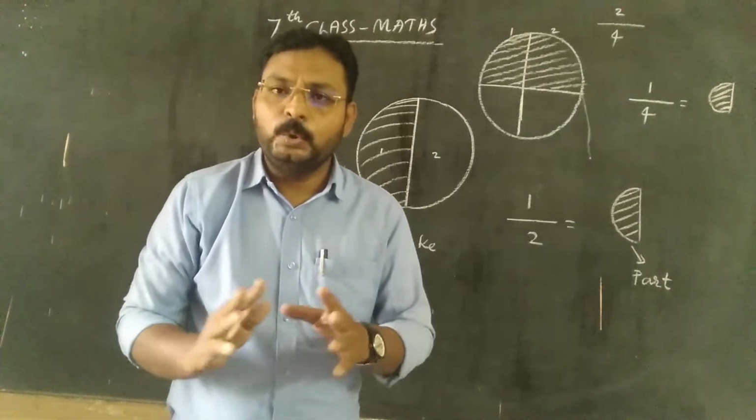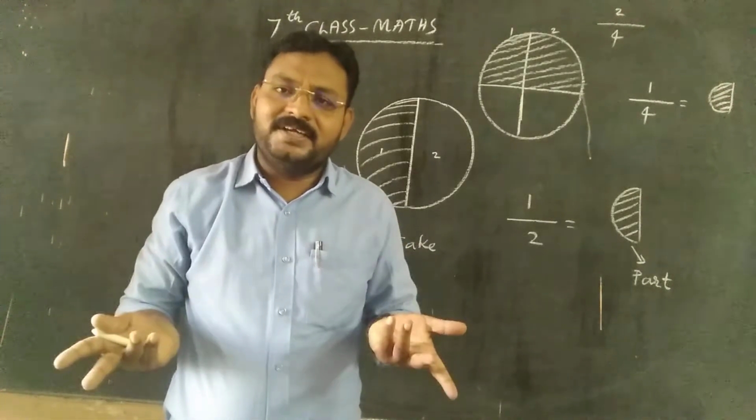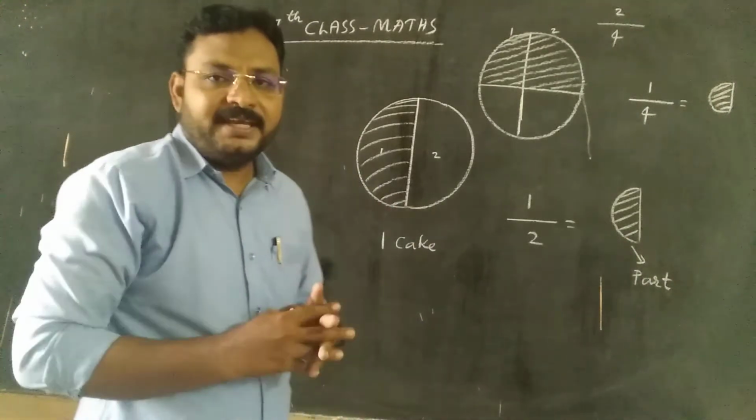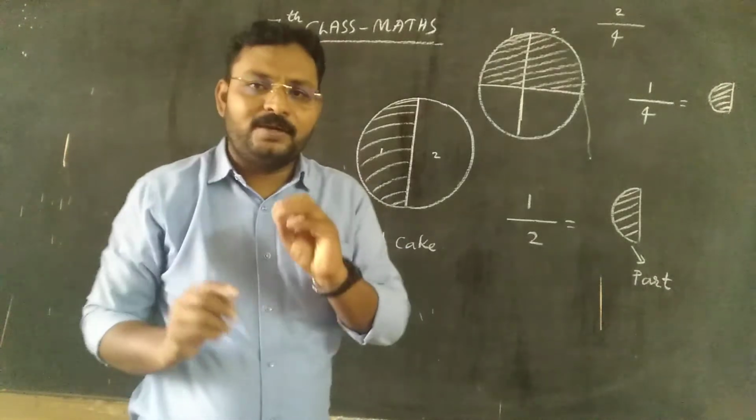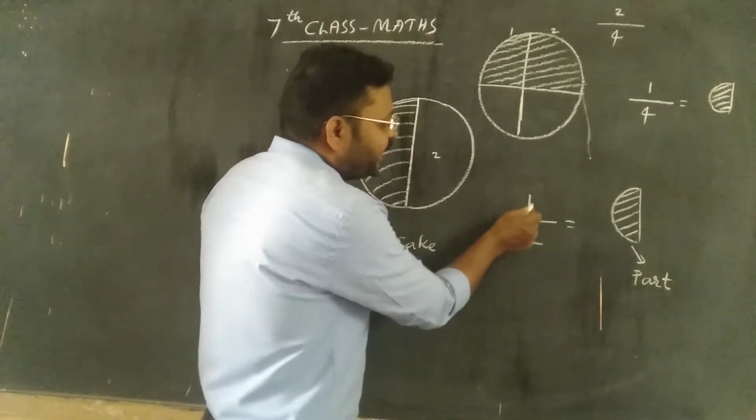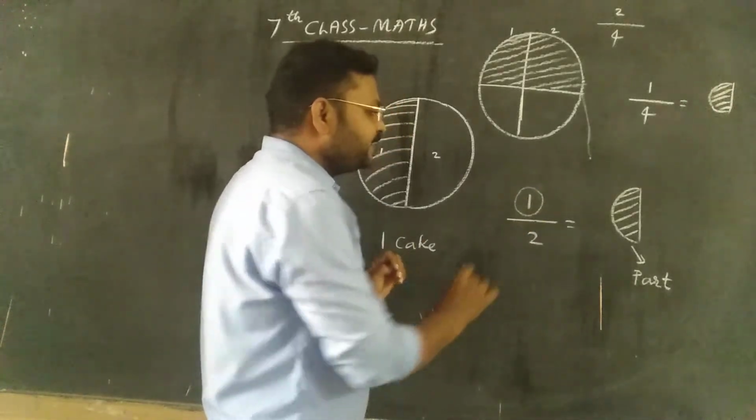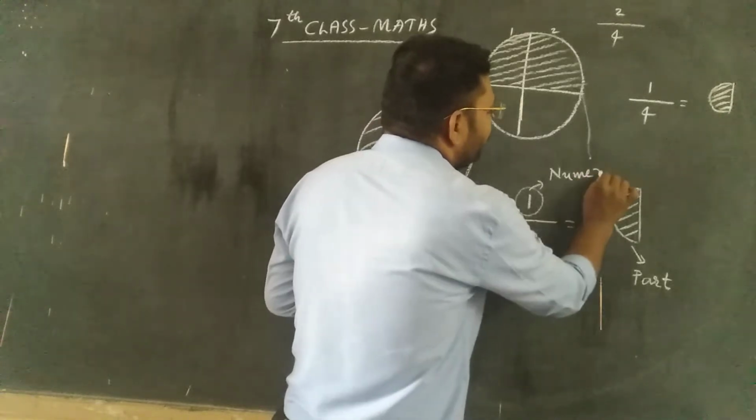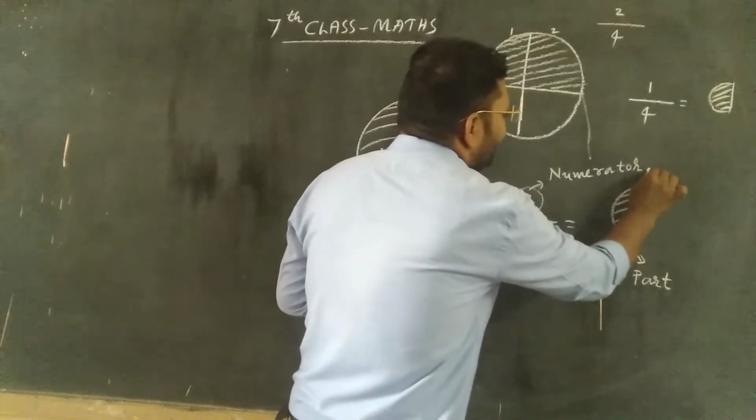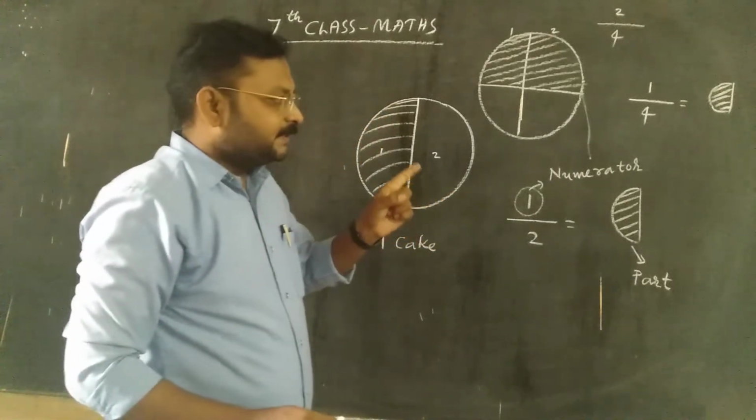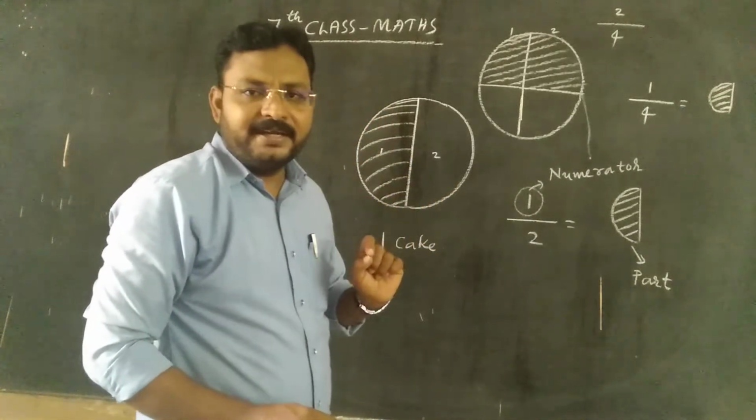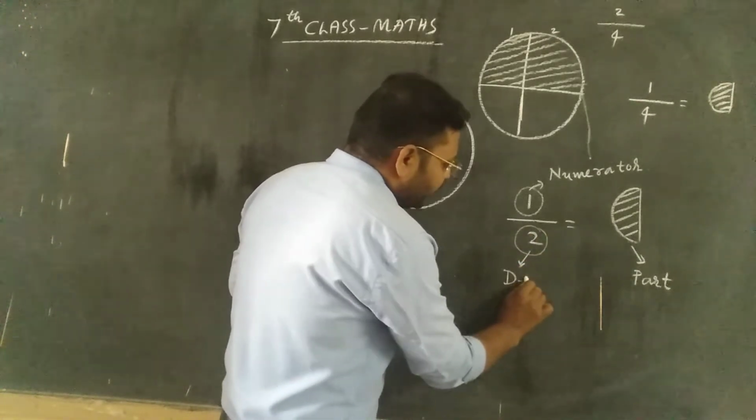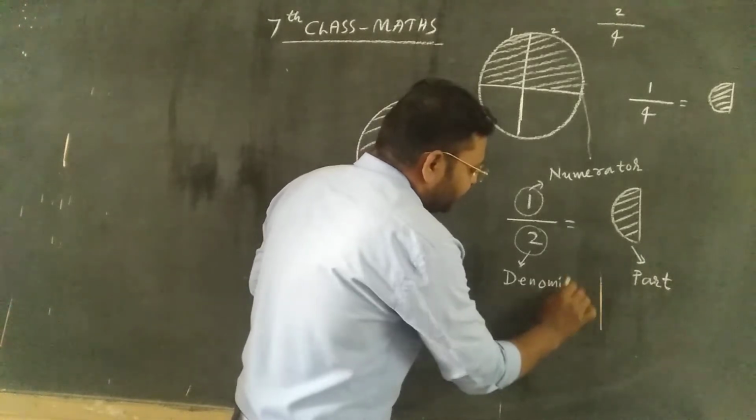So children, do remember what is meant by fraction. Fraction means part of a whole. In a fraction we have some important points. Above the cross line we have a number. That number is called the numerator. What do we call it? Numerator. Above the cross line there is a number. That number is called the numerator. Below the cross line also we have a number. The number is called the denominator.